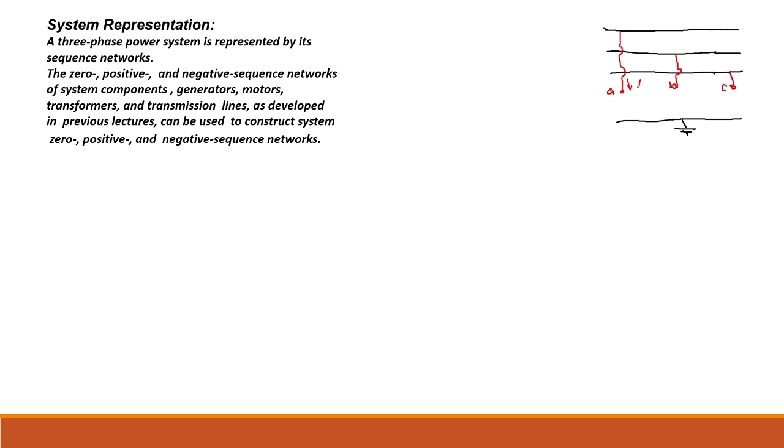This is the current IA, IB, and IC. These are the phases R, Y. Now, to perform a short circuit in this system at this point, we have more than one option.